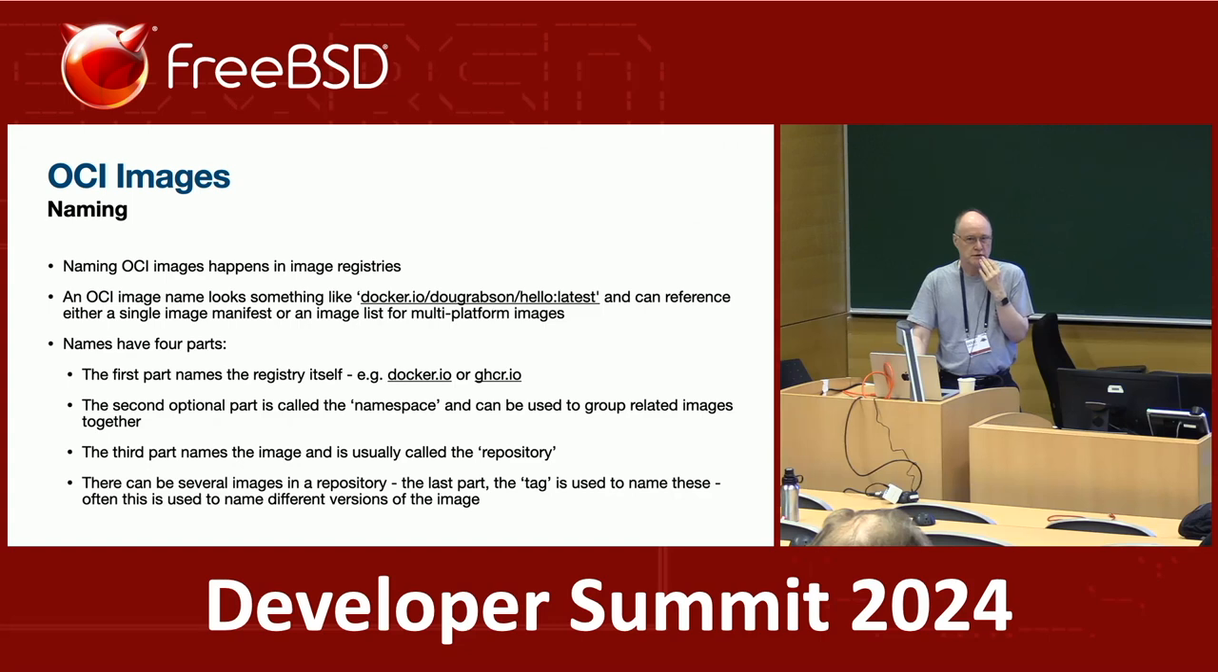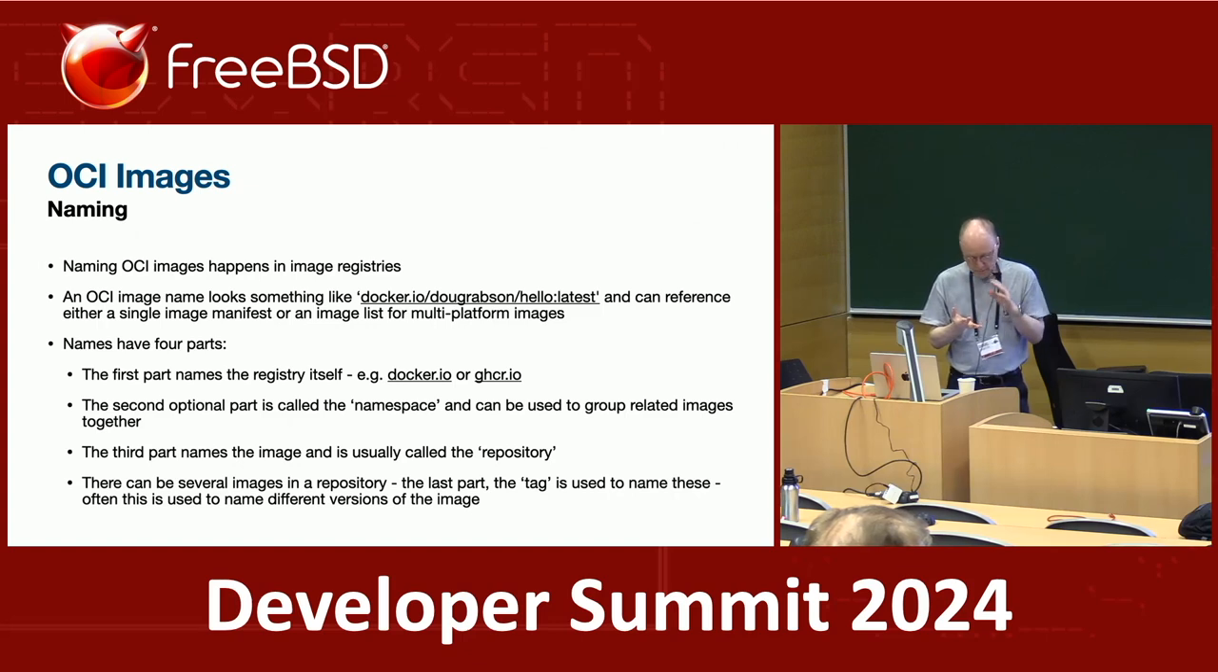So SHA-256 hashes are not a terribly user-friendly way of naming things. So the image registries will store all of these content addressed objects underneath using the hashes, but they also build a human understandable namespace on top of that. So an OCI image name might look something like docker.io/Doug Rabson/hello:latest. So let's unpack that a little bit. Docker.io names the image registry that you're trying to use. It's a resolvable domain name.